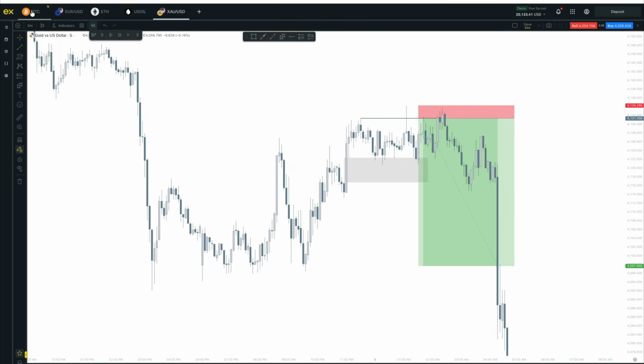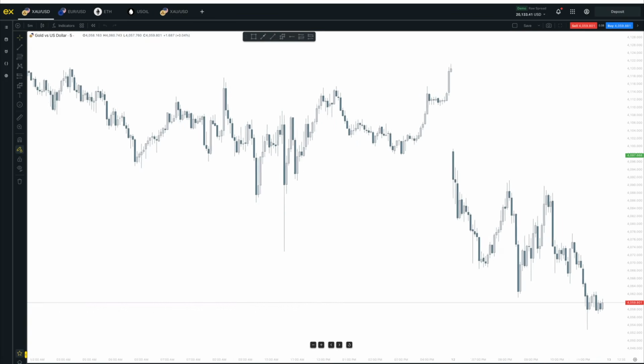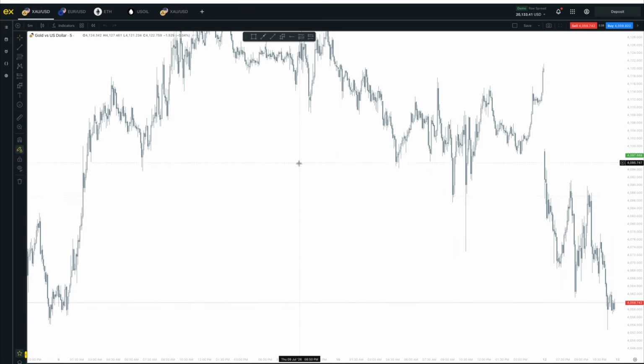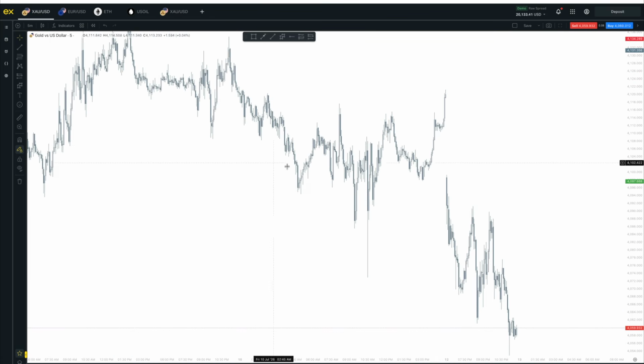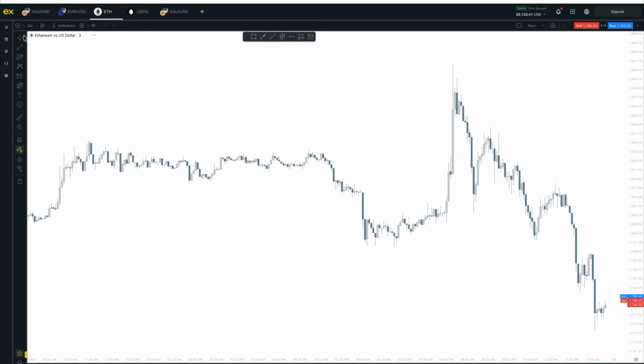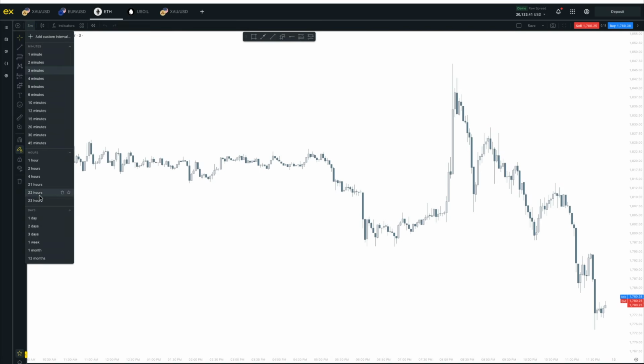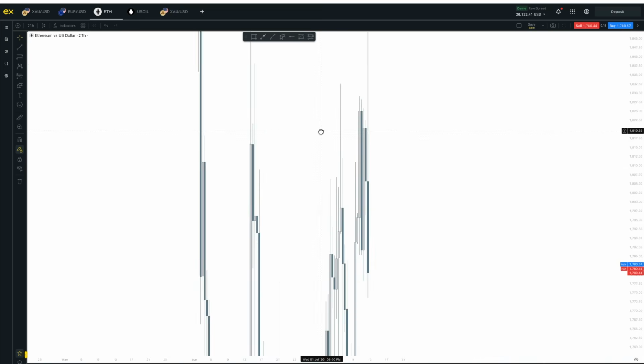And you will find it on multiple assets. Okay, you will find it on Bitcoin, you will find it on Ethereum, on currency pairs. It works on everything. So I will show you one more example here on the 21-hour time frame on Ethereum.